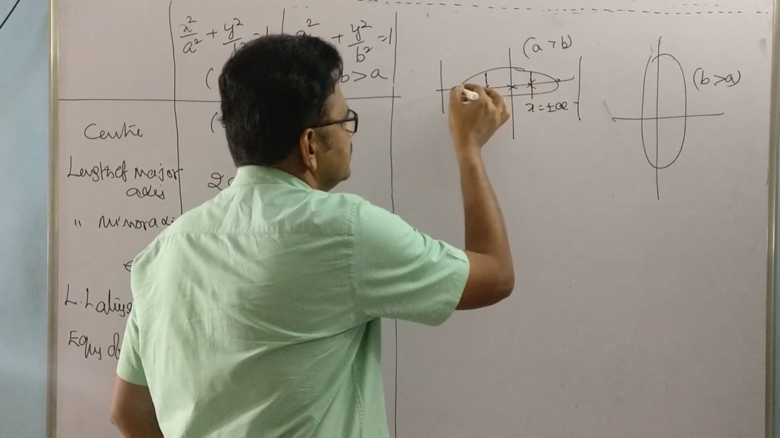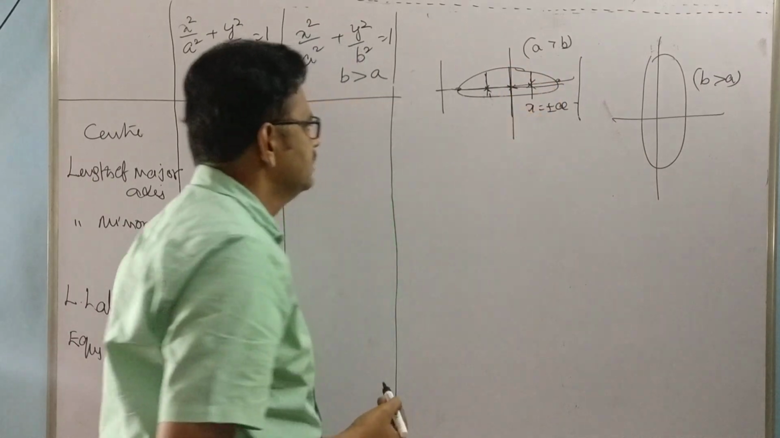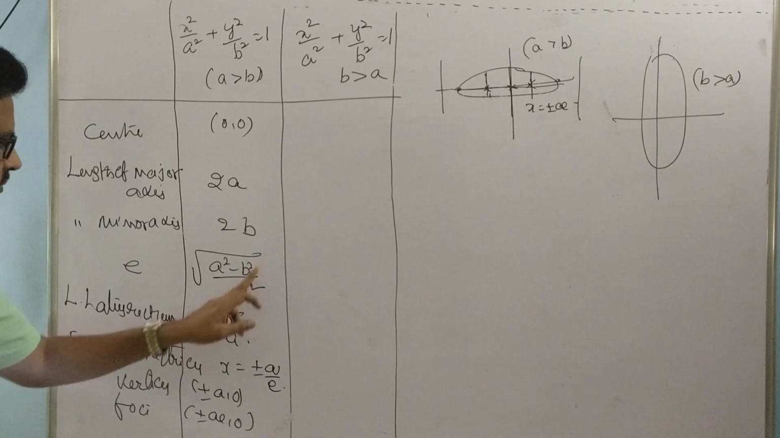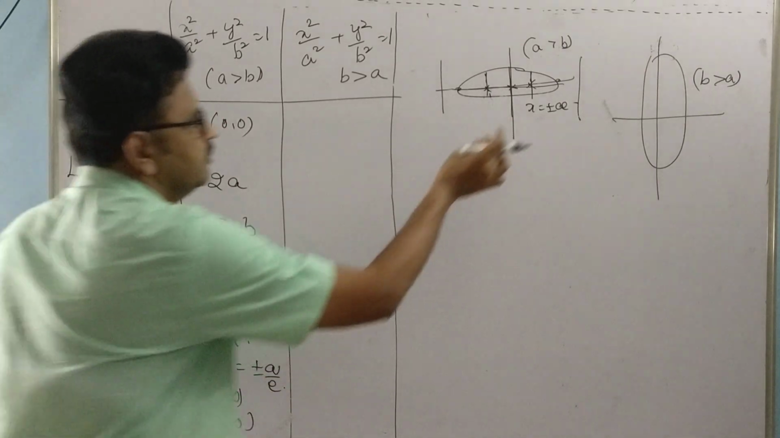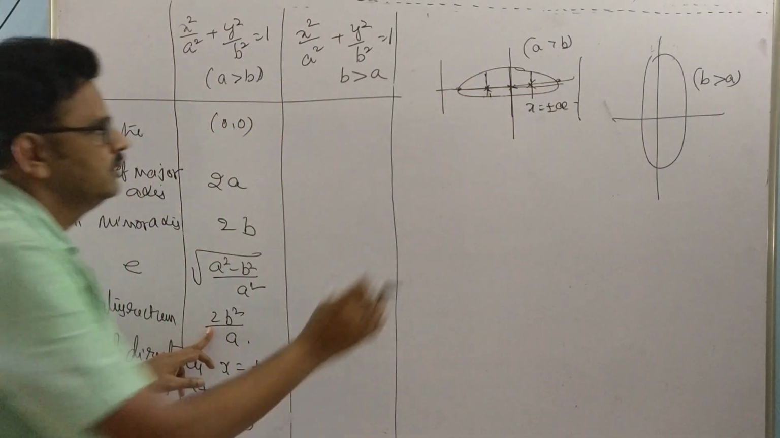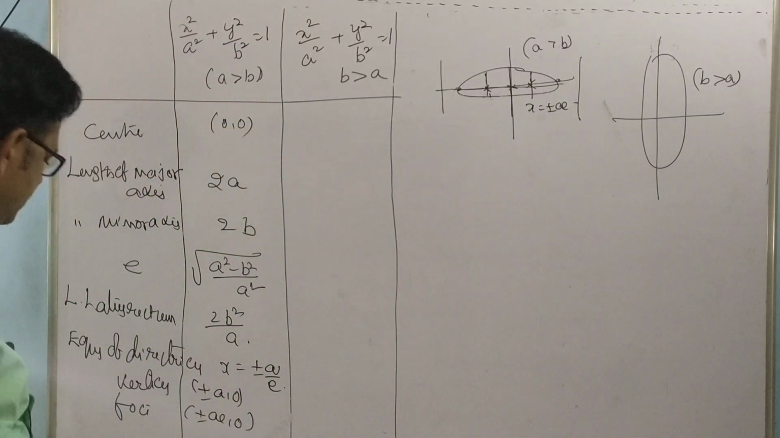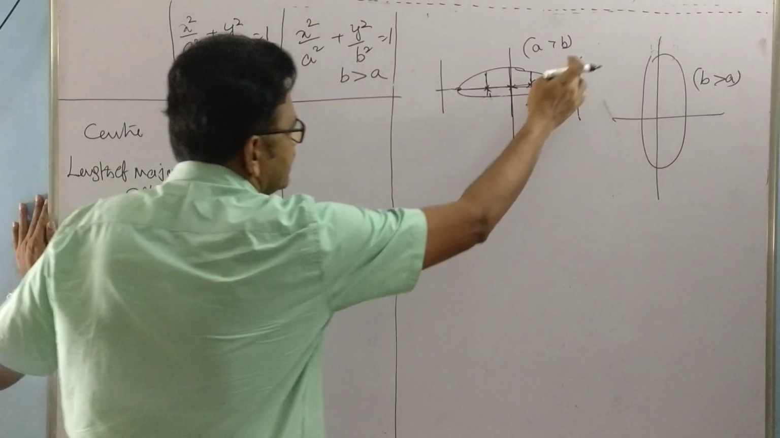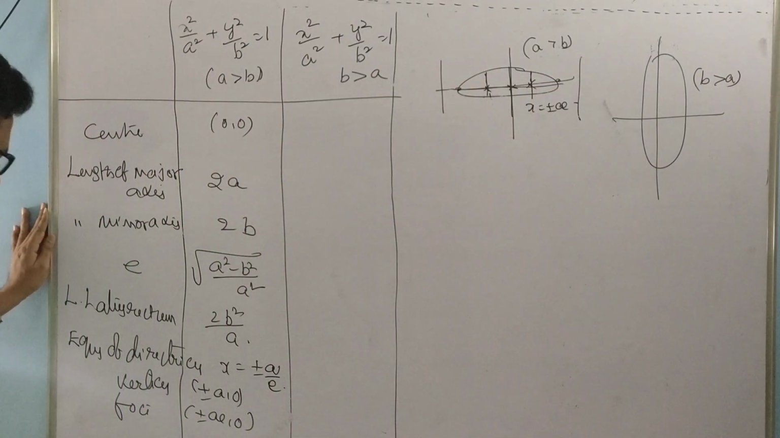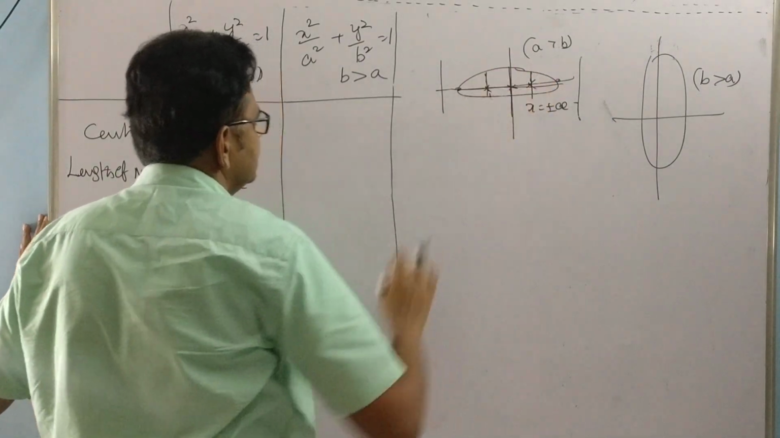Center 0 comma 0, length of major axis 2a, minor axis 2b, eccentricity root of a square minus b square by a square, length of latus rectum 2b square by a, vertices plus or minus a comma 0, foci plus or minus ae comma 0, and equations of directrices x equal to plus or minus a by e, and equations of vertices x equal to plus or minus a.